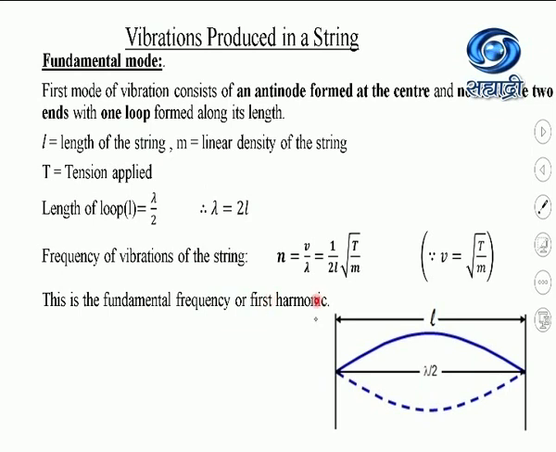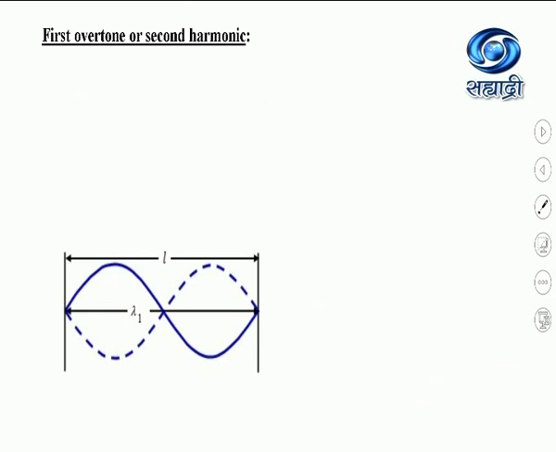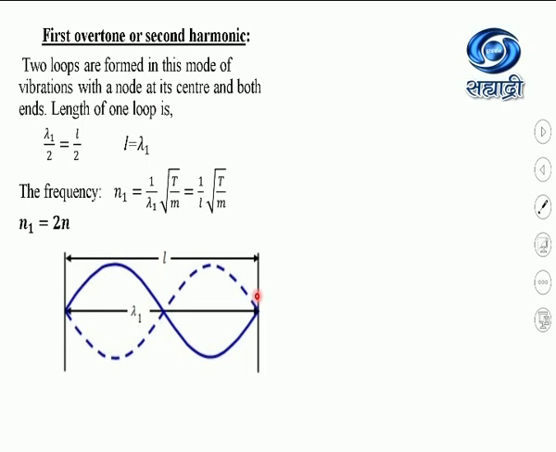This fundamental frequency is also called the first harmonic. Now the string is made to vibrate in such a way that there are two loops formed, with a node at the center and two nodes at the two ends of the string. In this case, the length of one loop, small l upon 2, is equal to lambda 1 upon 2, where lambda 1 is the wavelength of the wave and n1 is the frequency of the wave.